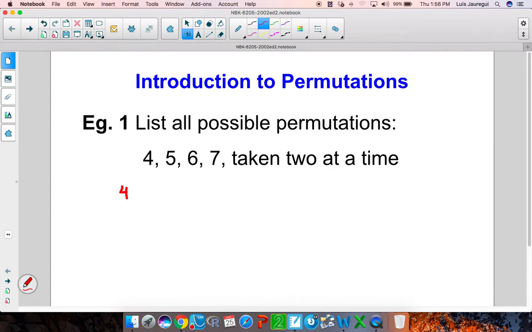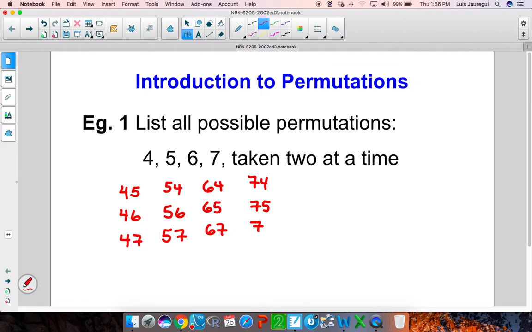So I'm going to say I have 4, 5, or I could also have 4, 6, or 4, 7. In addition, I can have 5, 4, 5, 6, and 5, 7. Moreover, I can also have 6, 4, 6, 5, and 6, 7. Lastly, I can have 7, 4, 7, 5, and 7, 6. So all the possible permutations from 4, 5, 6, 7 taken 2 at a time are listed below. We have a total of 12 of them, and here they are.